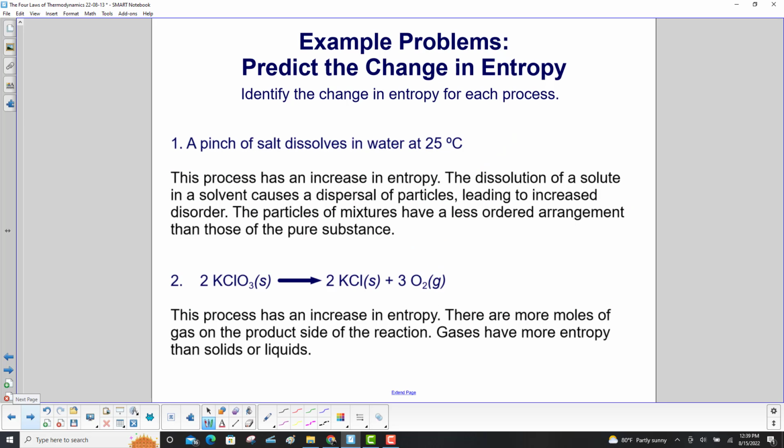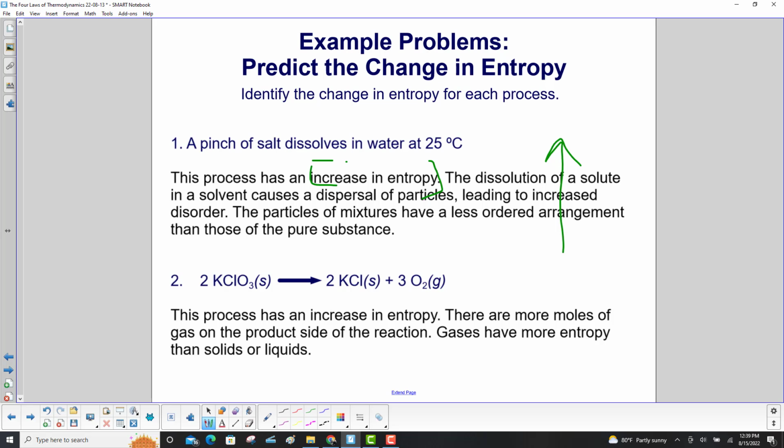For the salt process, we have an increase in entropy. The dissolution of a solute in a solvent causes a dispersal of particles, leading to increased disorder. The particles of mixtures have a less ordered arrangement than those of the pure substance, so entropy goes up.